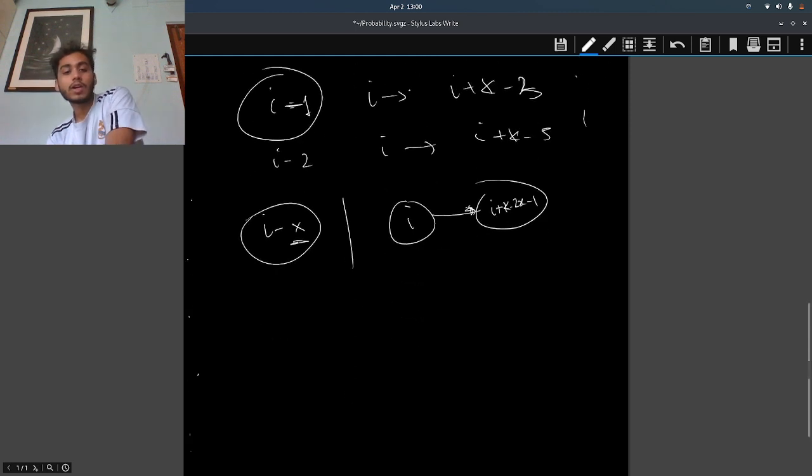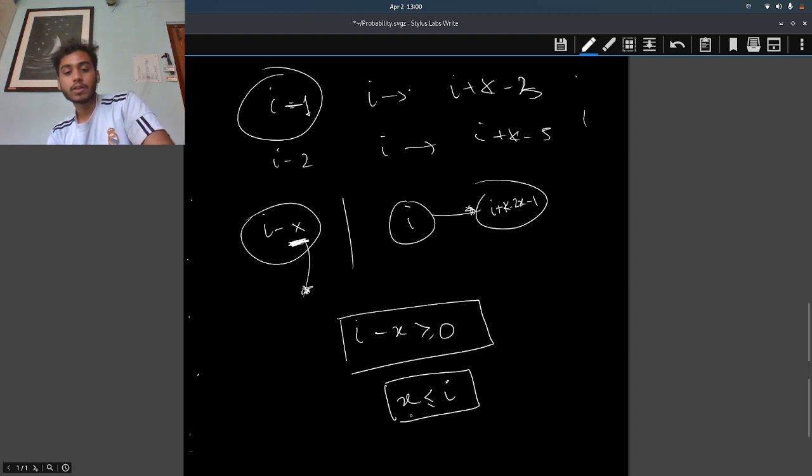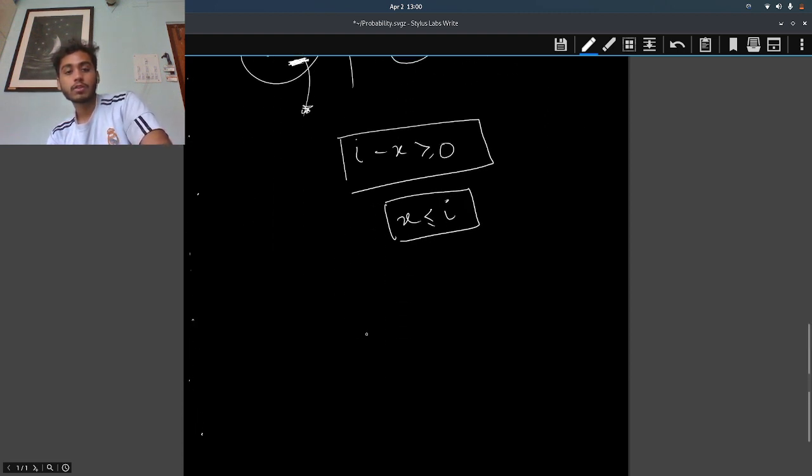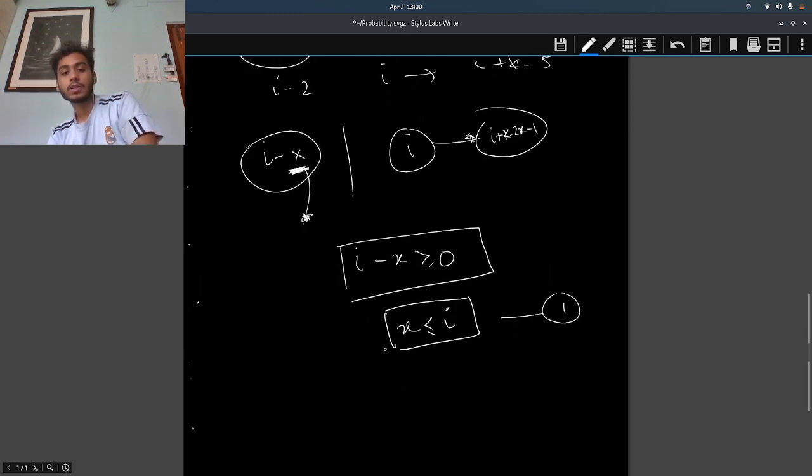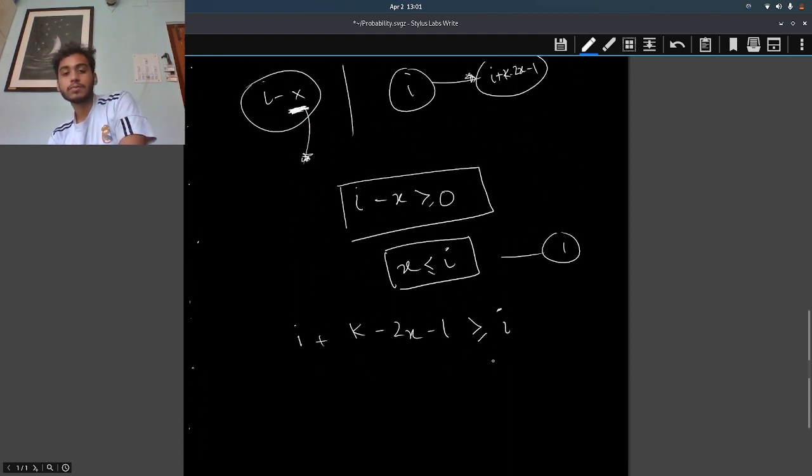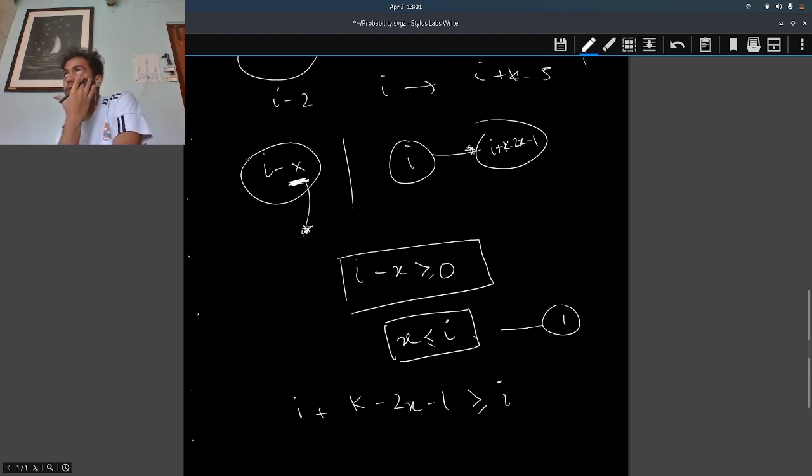Okay, now the question is how much can our x vary, like how much can our x be at max. So the question is, first of all I will say I minus x should be greater than or equal to 0. We cannot go beyond that, right? So x should be less than or equal to I. This is obvious. Okay, this is our first condition. Second condition is I plus k minus 2x minus 1 should be greater than or equal to I, right? This should be the case.